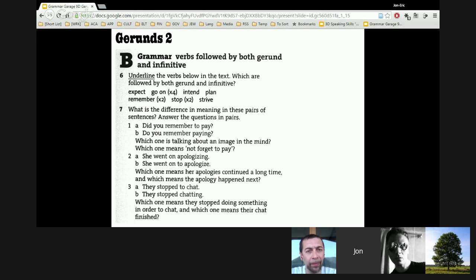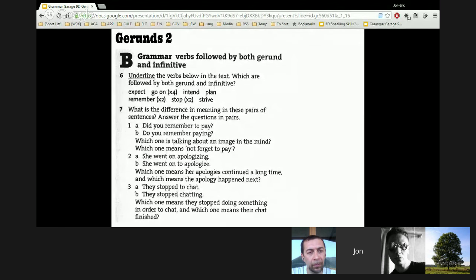Giancarlo, look at number 2. And then David, you can do number 3 for us, okay? Giancarlo, take a look at number 2. Can you read our 2 choices? Yes. She went on apologizing, and she went on to apologize. Remember, to apologize is going to imply a future. Remember that. It's important. Not a future of now, but a future of then. So, which one means her apologies continue a long time, and which means the apology happened next in the future? Giancarlo.